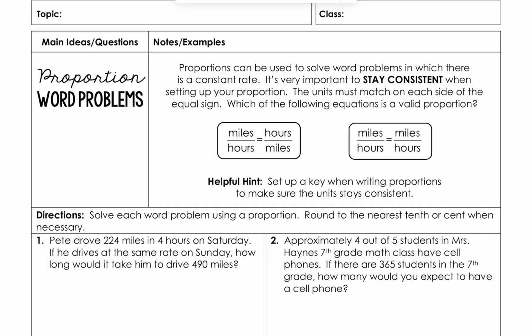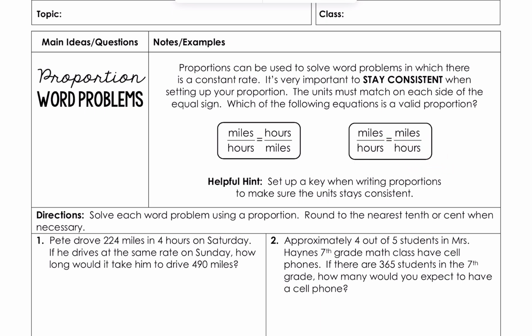Which of the following equations is a valid proportion? When I'm looking at these two equations, we're talking about this one or this one. The key word here is stay consistent. You want to make sure that you're staying consistent within the labels. In this example, I have miles to hours and then hours to miles. For this one over here, I have miles to miles and then hours to hours.